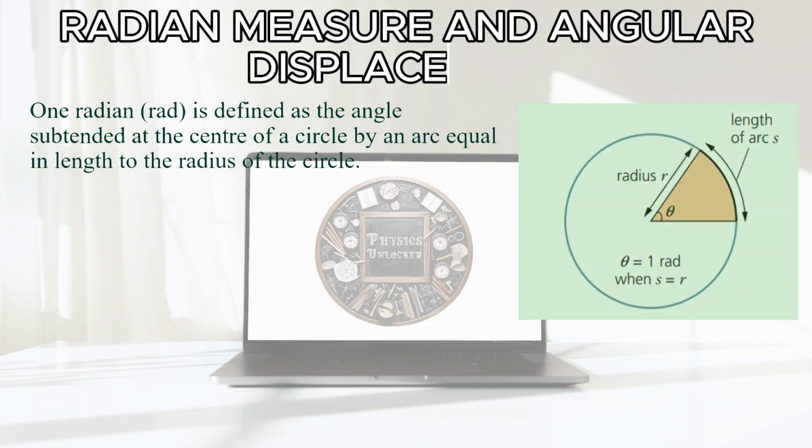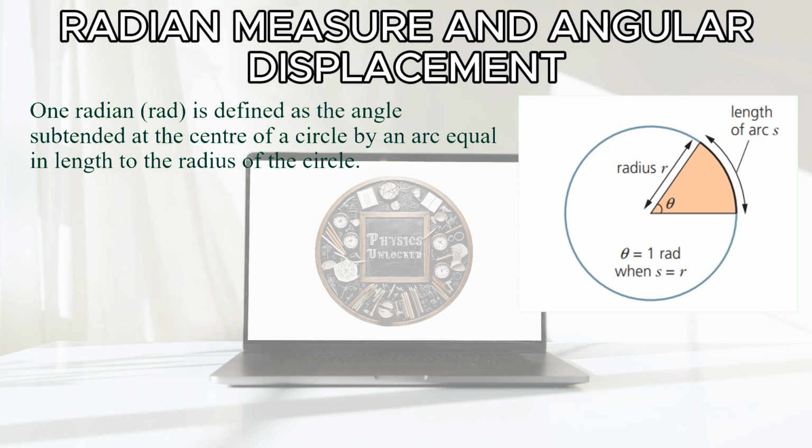So how are we going to define radians? Students, as you can see from the figure, this is the center, highlighted by O, and this is the radius R, and this is the length of the arc symbolized S, but the length of this arc is equivalent to the radius. So 1 radian is defined as the angle subtended at the center of a circle by an arc equal in length to the radius of the circle.